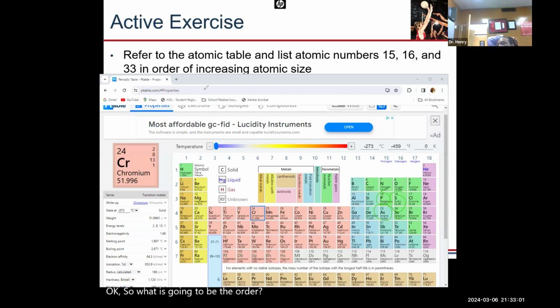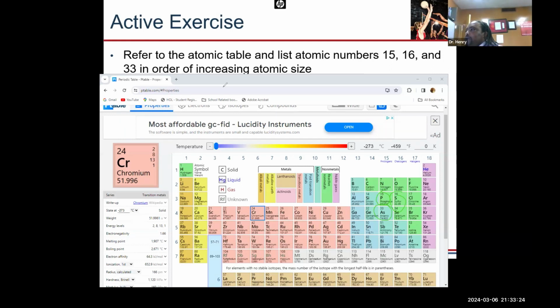We're putting them in order from what? From smallest to biggest. Oh, smallest to biggest. So wouldn't it be 15, 16, and oh no, 15, 33, 16?